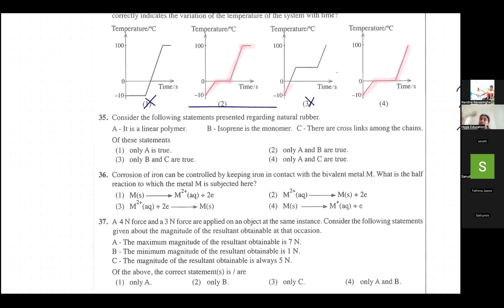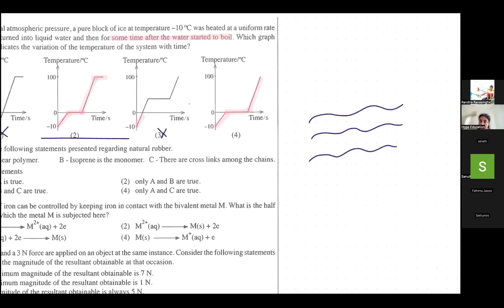No, it's just linear. Crosslinks form when we vulcanize it. When we vulcanize natural rubber, we make crosslinks in between with sulfur. So what happens when we vulcanize? Its elasticity is lost. So only A and B are true.